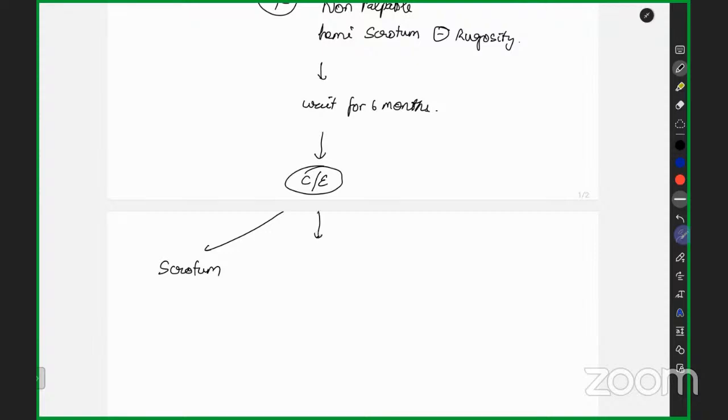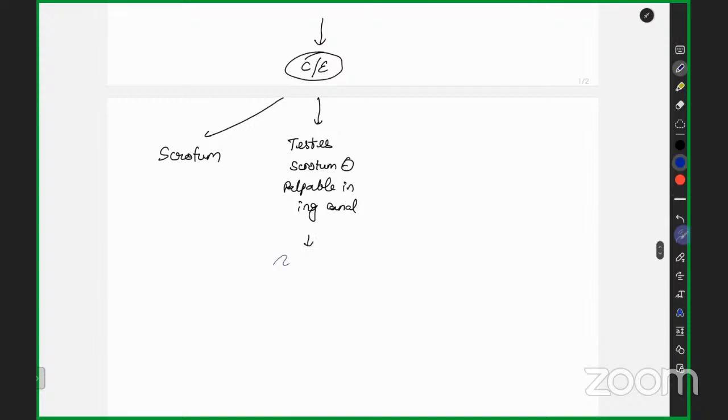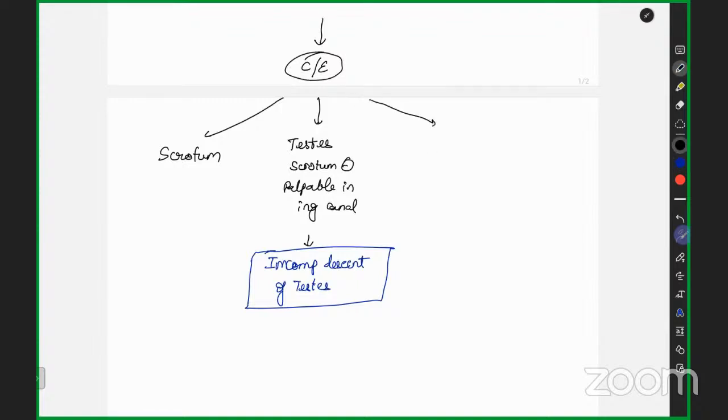But now the testis is not in the scrotum, but it is palpable in the inguinal canal. What will you do? It is palpable in the inguinal canal. That means it is going to be an incomplete descent of the testes. Now what will you do? That is the second scenario. The third scenario is a worse one, where you cannot see your testis in the scrotum.